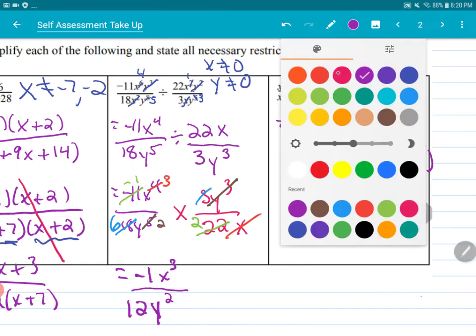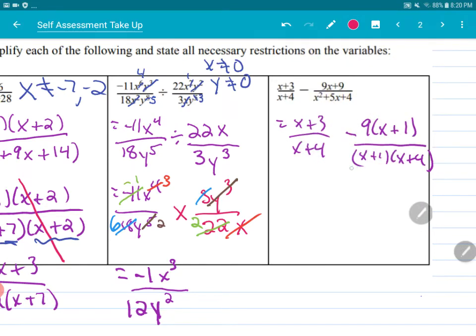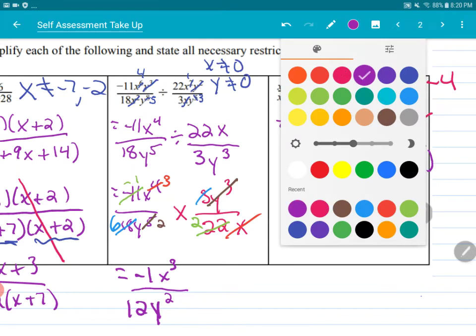Good thing we factored the numerator. And we can say that the x plus 1s cancel out, but it doesn't matter that we cancel it out. We still have to put it in our restrictions that x can't equal negative 1 and also cannot equal negative 4. Okay, so let's rewrite what we now have left over.